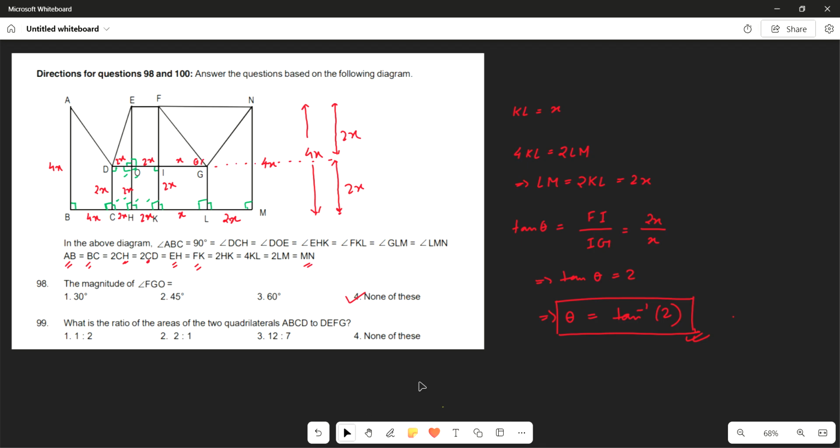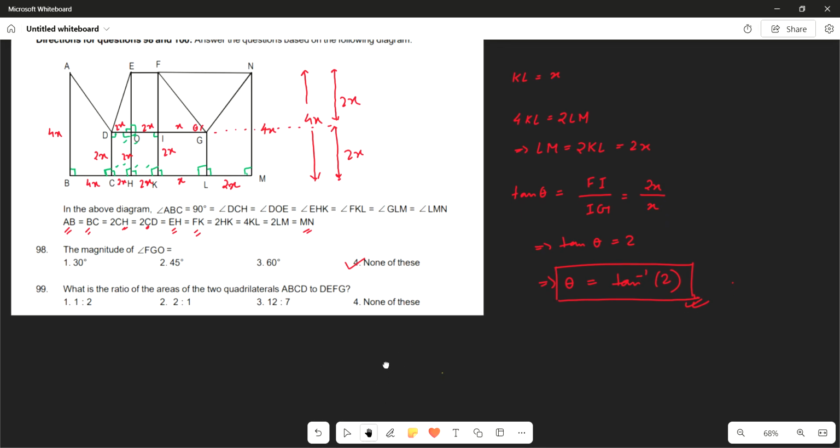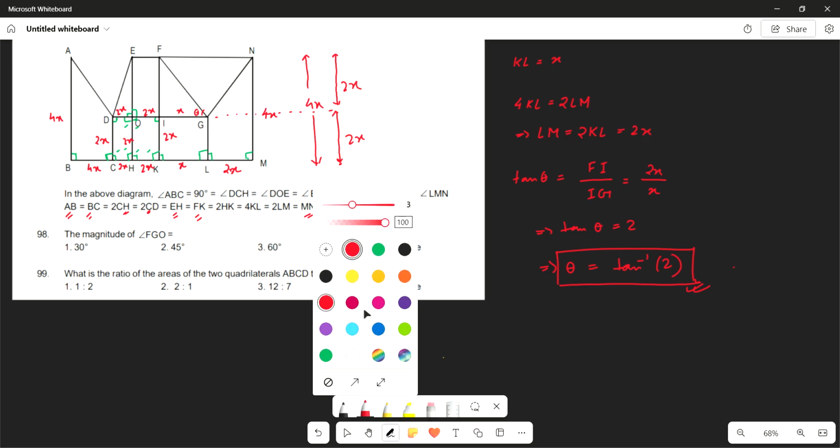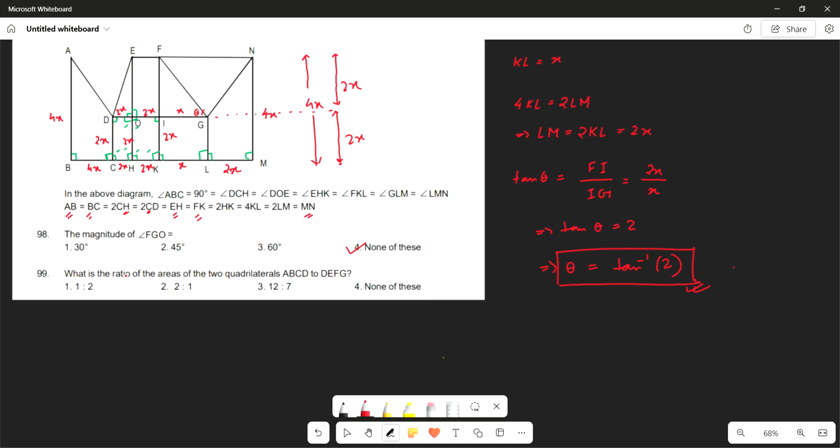Alright, coming to the second question. What is the ratio of the area of ABCD to the area of DEFG? If you look at it, ABCD is a trapezium. The area of a trapezium is half into the sum of parallel sides into height. This is parallel to this. How do I know this is parallel to this?